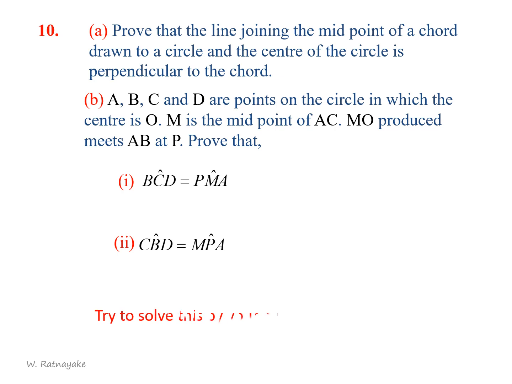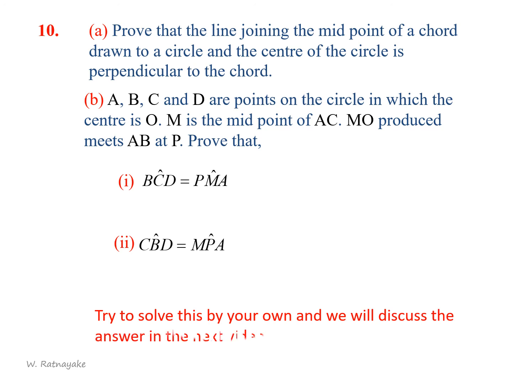Part B: A, B, C and D are points on the circle in which the center is O. The diagram is given. M is the midpoint of AC. MO produced meets AB at P. Prove that angle BCD equals angle PMA. Second part, angle CBD equals angle MPA. So this is question number 10. You try it and we will compare your solution and our solution, whether you are correct or we have to learn something more.